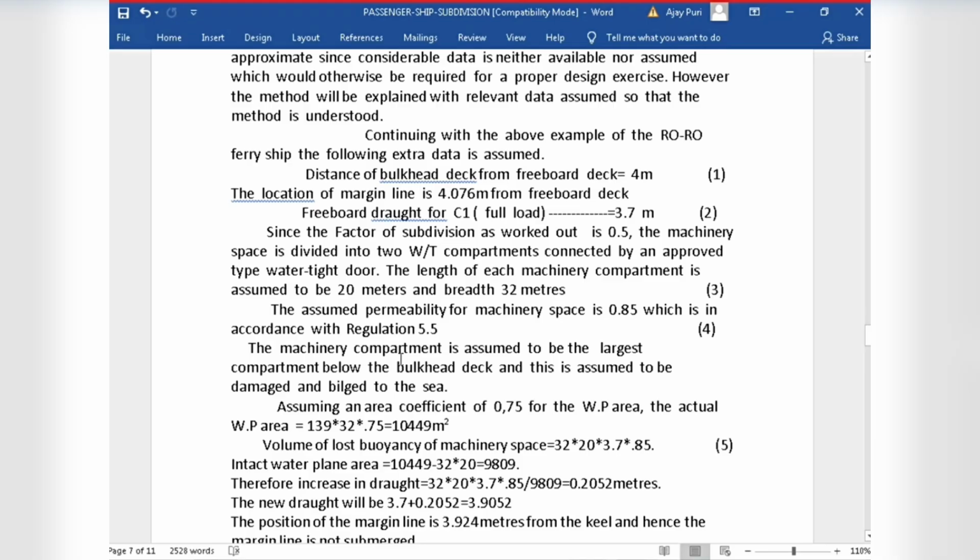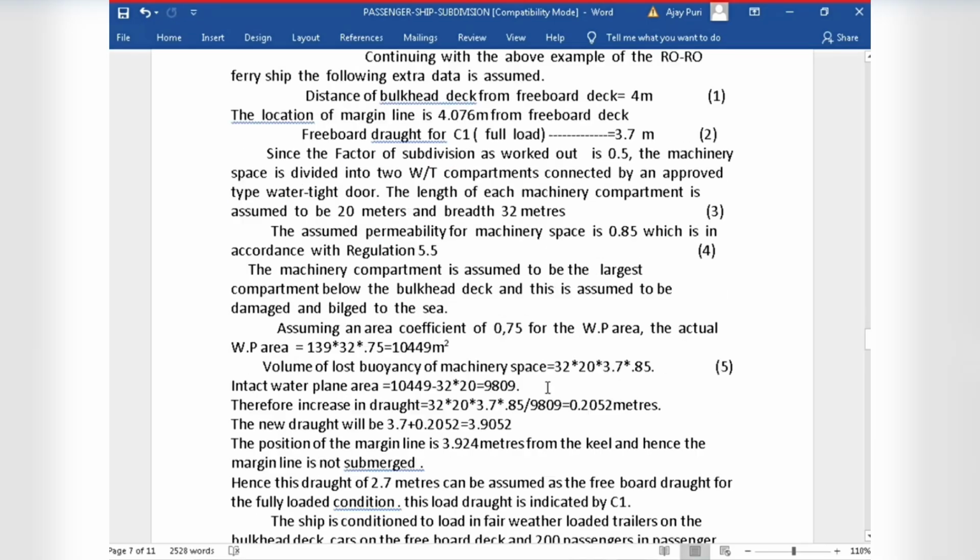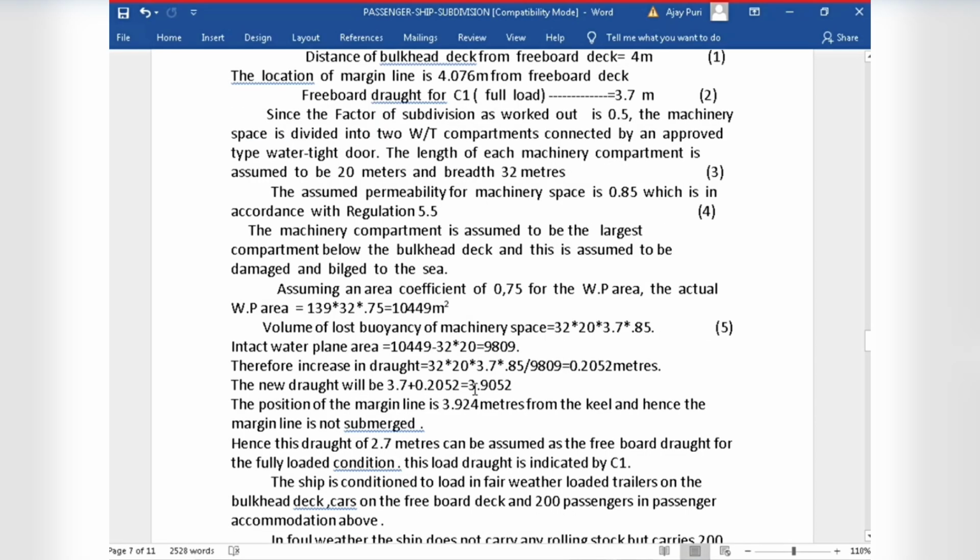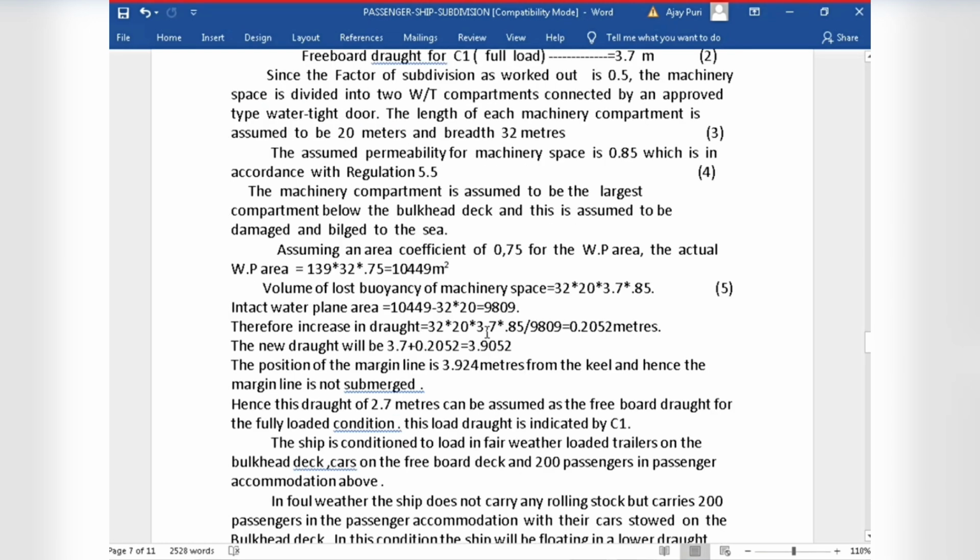and the machinery space is assumed to be the largest, below the bulkhead deck, and this is assumed to be damaged and bilged to sea. Now, assuming the area coefficient is 0.75 of the water plane area, the actual water plane area will be this much, 10449 square meters. So the volume of lost buoyancy of the machinery space, you have this calculation. Then you have the intact water plane area, we have done all that in stability. The increase in draft is 0.2052 meters. The new draft will be this. So the position of the margin line is 3.924 meters from the keel, and hence the margin line is not submerged.